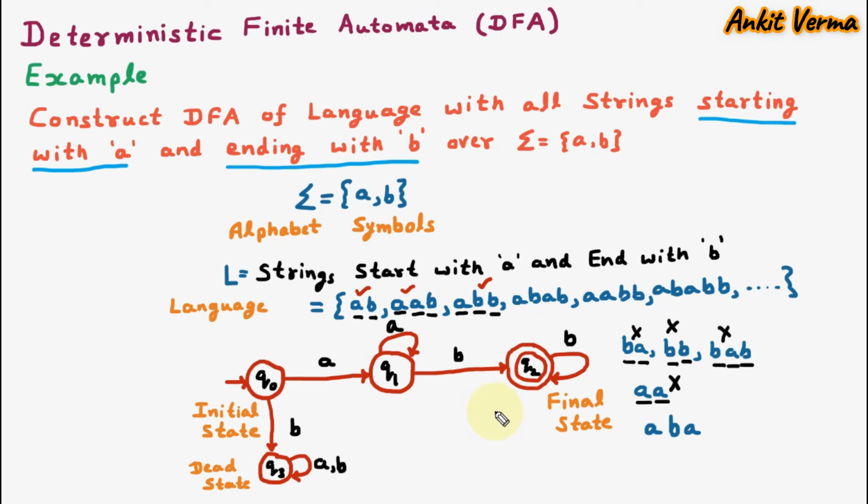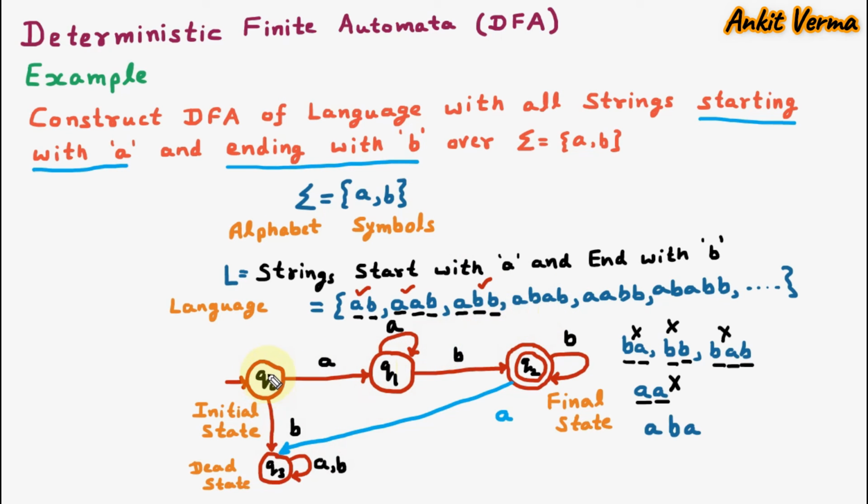There is one more possibility that we are on Q2 and if A is coming, then from Q2 we can go to the dead state which is Q3. Is this move right? Let's check. For that I am taking the example of the string ABAB. We know that this string is part of the language because it starts with A and ends with B. So I am trying this string on this DFA.